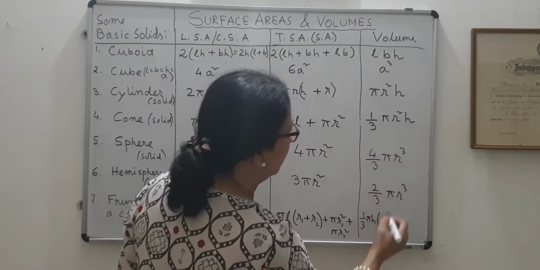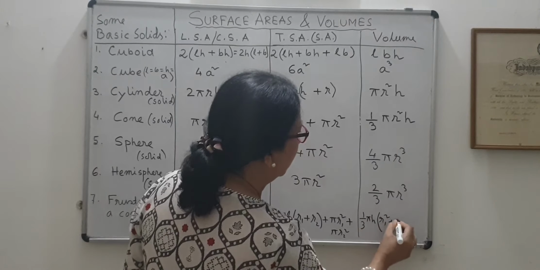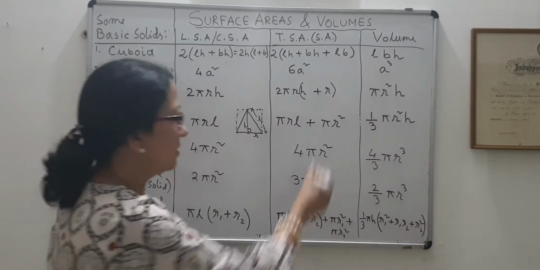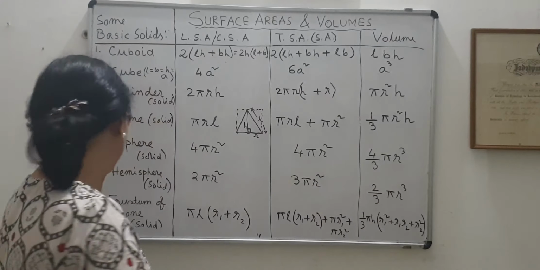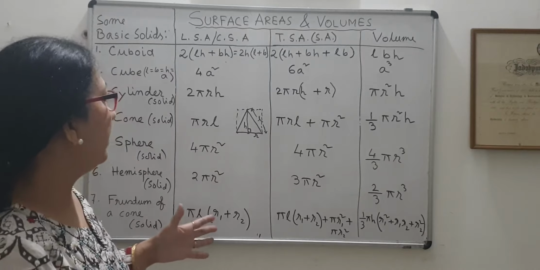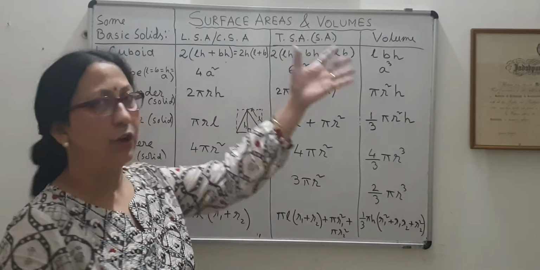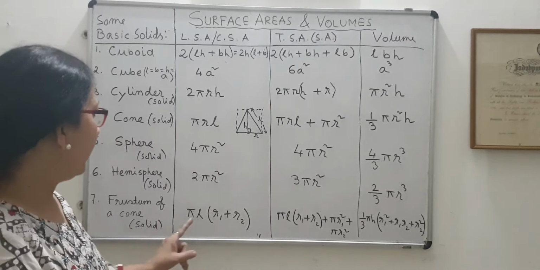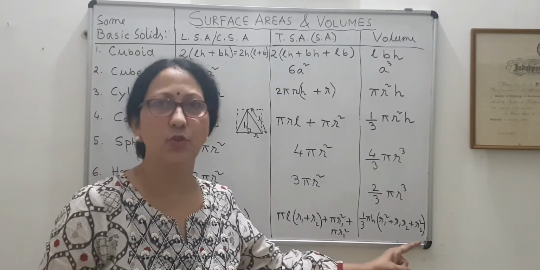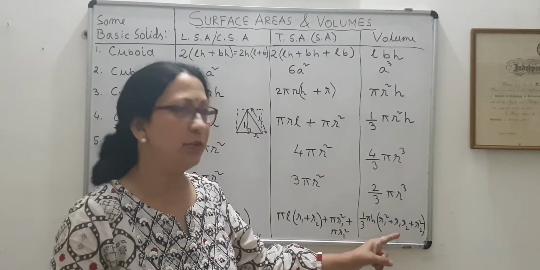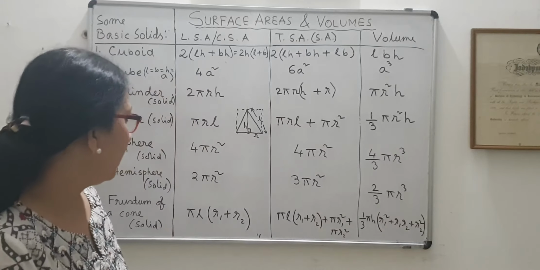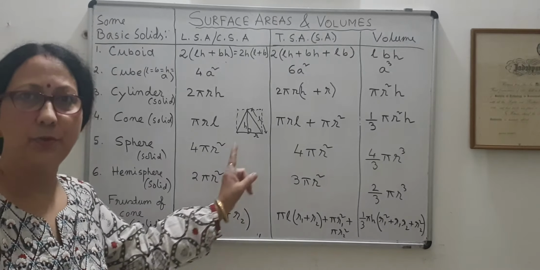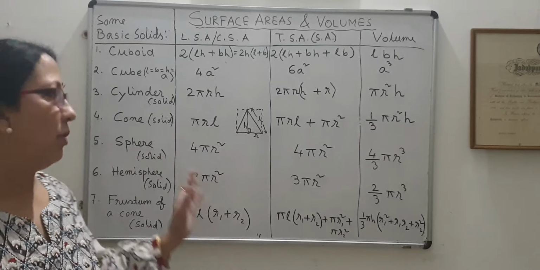And instead of r square, I'll be writing r1 square plus r1 r2 plus r2 square. So these are the set of formulas we have to remember for solving questions in 10th class. We have to find out surface area and volume of combinations of these basic solids. Derivation of this formula of the frustum of a cone I'll be showing in some next video, or in the next class, or in some later videos. So you have to memorize these and you have to visualize all the solids.